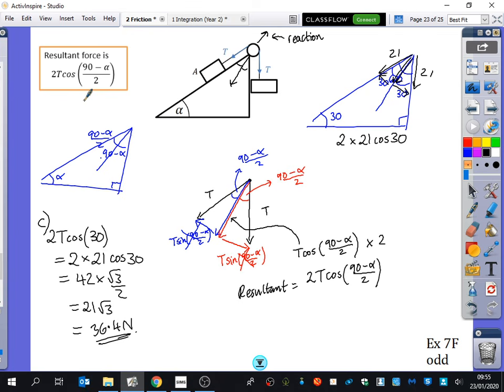So that's us done with forces, okay? That's us completely done with forces on this topic. We are going to do some questions from exercise 7F. These are challenging, and I want to make sure I see you doing some of these on the boards for me, okay?